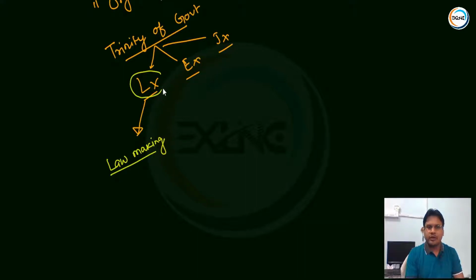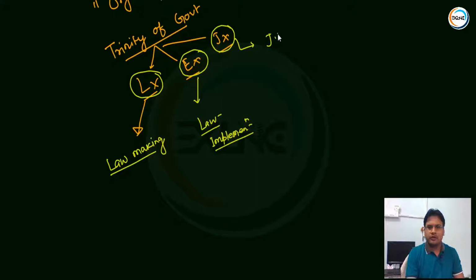So the legislature is primarily responsible for law making, जो law बनाता है. The executive is primarily responsible for law implementation. The executive is responsible for the implementation of policies and laws, and the judicial system does the judicial review. Judicial review मतलब जो law made by the parliament, the legislature, or any executive order, those are scrutinized, those are reviewed by the judiciary.